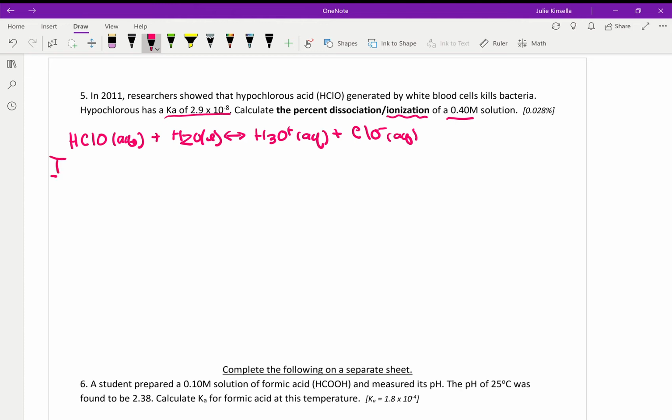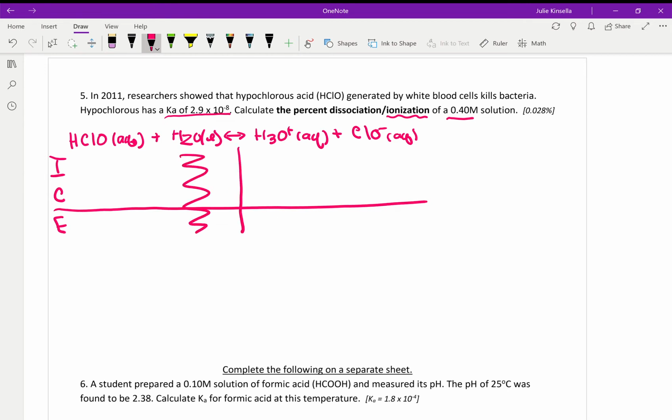Here I'm going to start my ICE table and remove the pure liquid, water in this case. I also kind of jumped ahead. I've been writing my Ka expression early on. So here you have the concentration of your two products, hydronium times ClO⁻, over the weak acid's concentration.